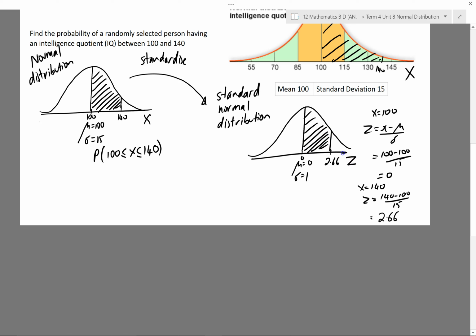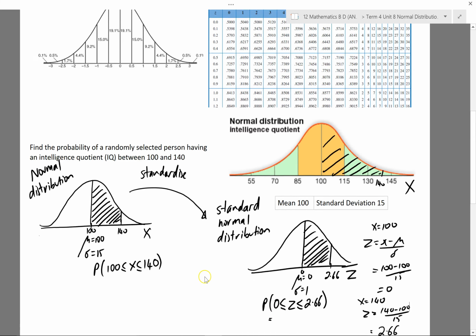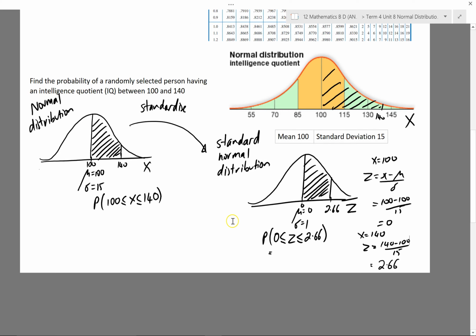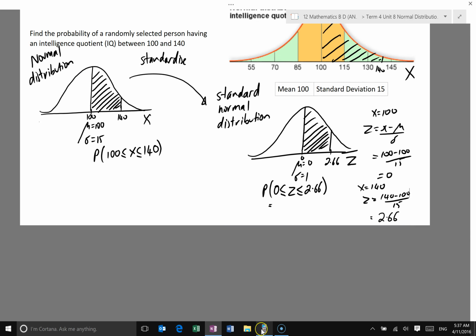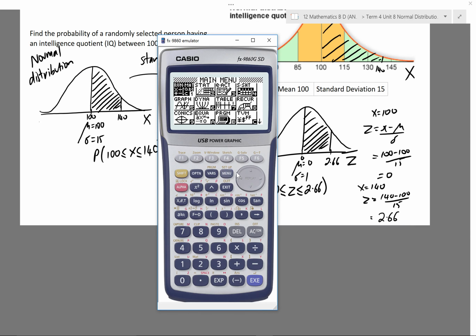These are z values. So I'm looking for the probability of z being between 0 and 2.66. So back in the olden days, I'd have to use these tables to look it up. But now that we're in 2016, I can use my graphics calculator.